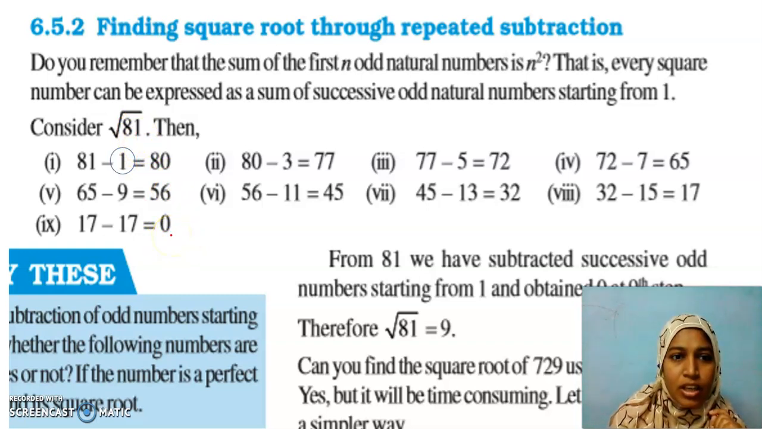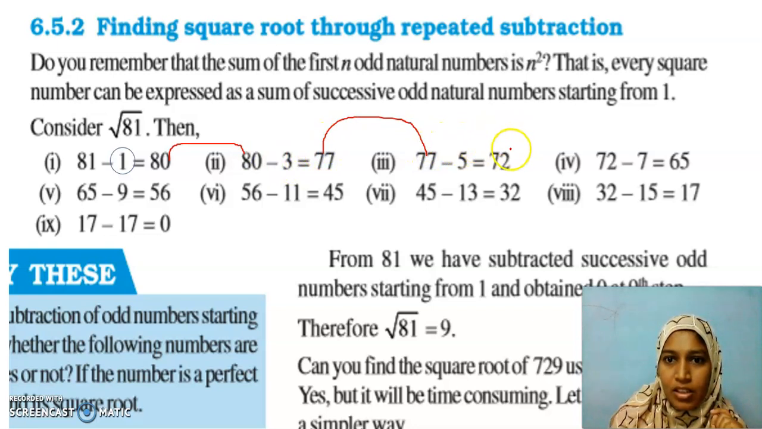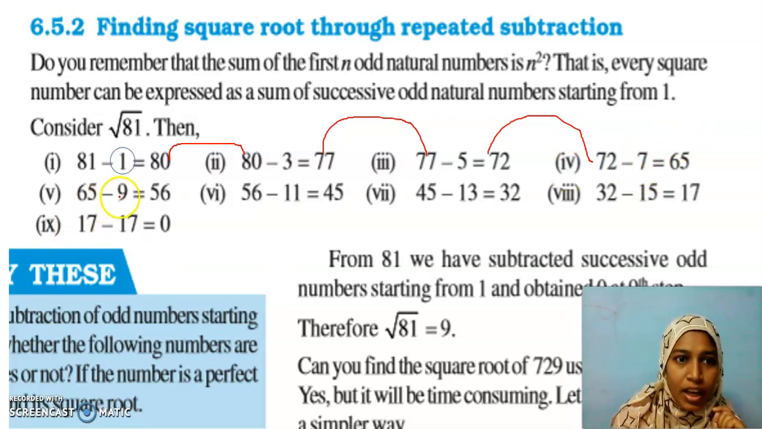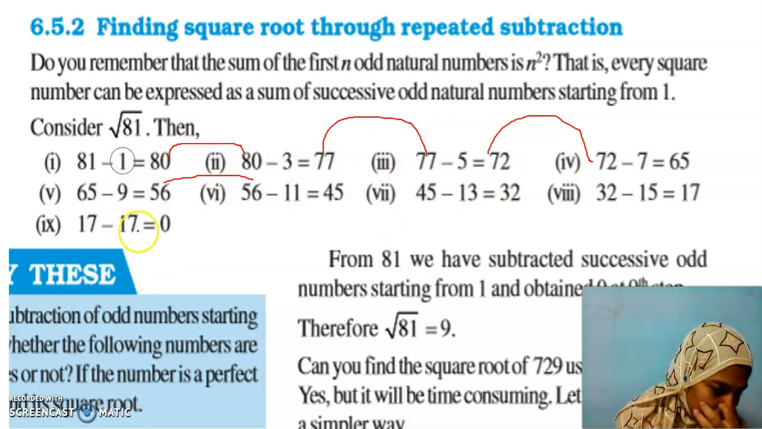Is it clear, my dear children? See, if I subtract 1, I get 80. If I subtract 3, that answer should be subtracted. Have a look over this. Then this 77 should be subtracted with 5. Then this 70 should be subtracted by 7. Then this 65 should be subtracted with 9. This also should keep on changing: 1, 3, 5, 7, next 9, then 11. Is it clear, my dear children? If I keep on subtracting, I get 0.